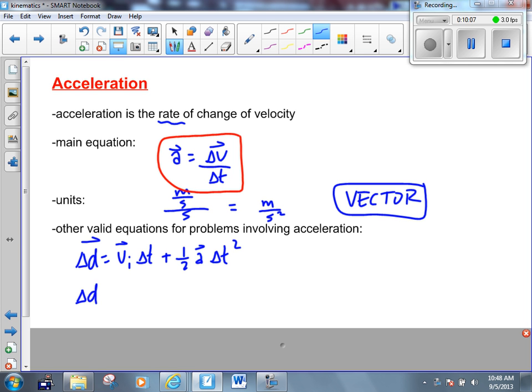Here's another one. It's real close to the one we just wrote down. d is equal to vf t minus 1/2 a t squared. The only difference here is the minus sign and the vf is subbed in for vi. What's vf stand for? If vi is the initial velocity, then vf is the final velocity. Good.